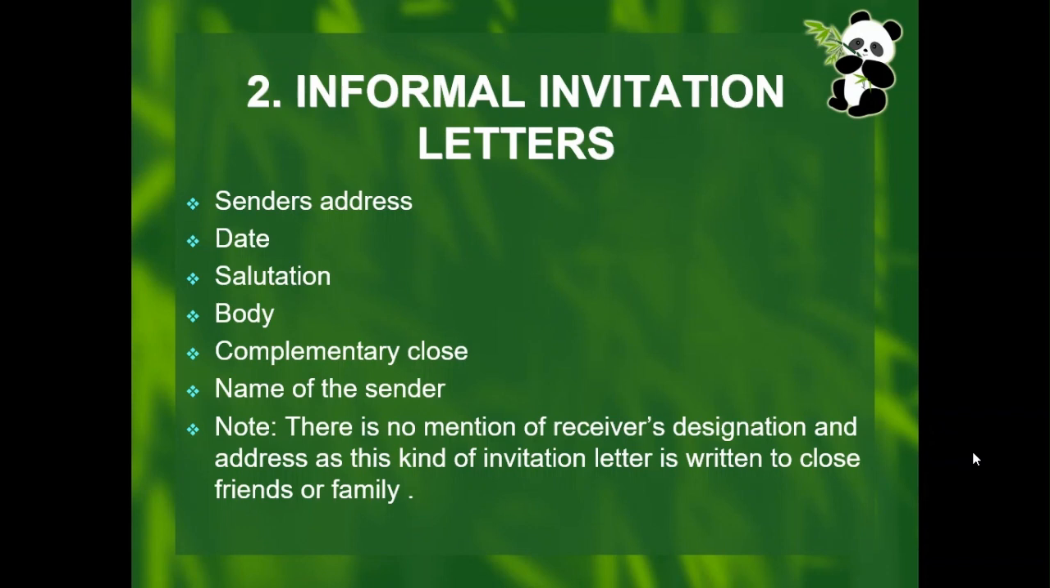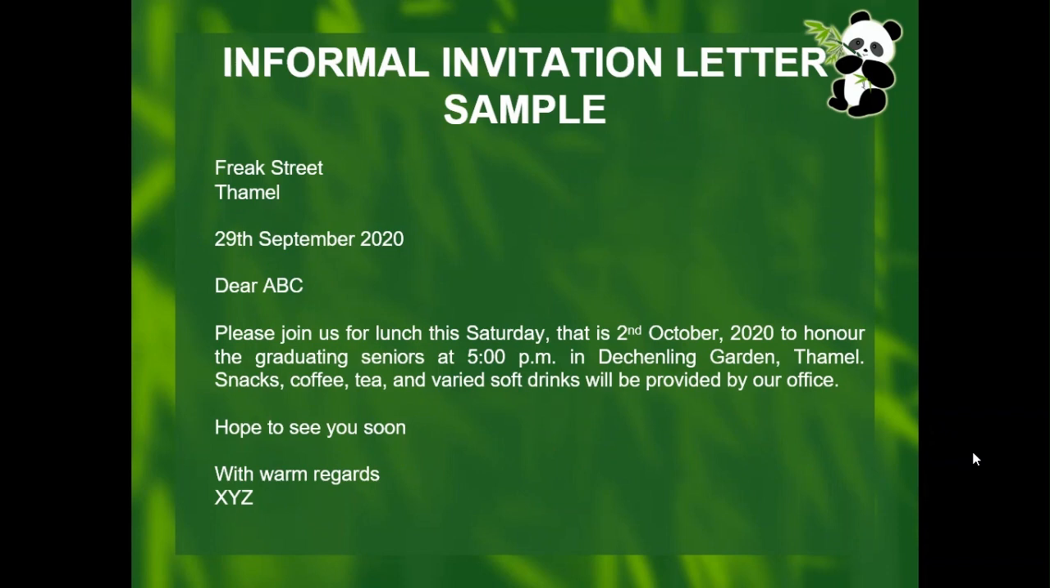Now, letters. Again, these are like informal letters. You have the sender's address, you have the date, salutation, body, and then you have a complimentary close, the name of the sender. Okay? So here, this is a little bit different than the formal invitation because here we don't mention the designation as such. Because it's written to our relatives, to our friends and families whom we are very close with. So this is the sample of a letter, the informal invitation letter.